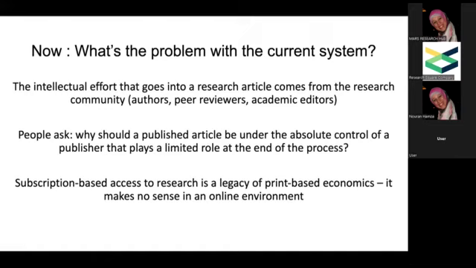So we ask ourselves, and this leads on to a wider discussion of open research and why it's such a good thing for us as researchers. Of course, in the current system, or the traditional model for publishing, the intellectual effort that goes into a research article comes from the research community: authors, peer reviewers, academic editors. And people often ask, why should a published article be under the absolute control of a publisher who actually plays a limited role at the end of the process?